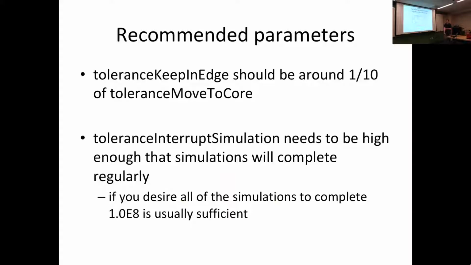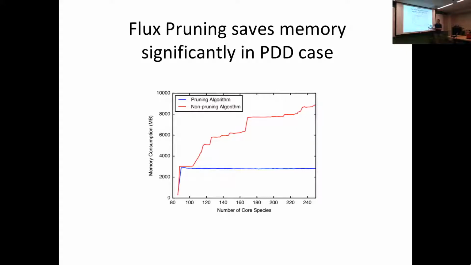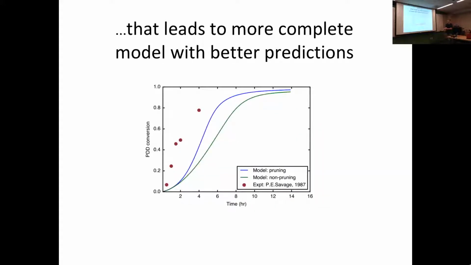So here's an example of memory consumption for pruning versus a non-pruning algorithm, where you can see that being able to prune the edge species lets us keep the memory consumption about constant, whereas without the pruning it would just go up until it crashes the node. And because of that, in general, if you're pruning for these large models, you're able to go out farther and get better models than if you're not pruning. Because if you're not pruning, you have to stop when you're out of memory.